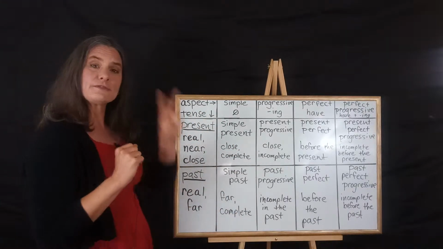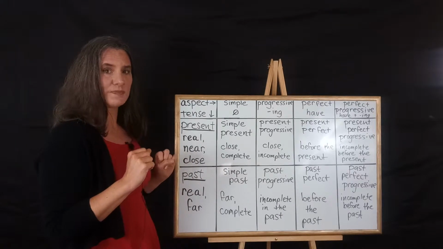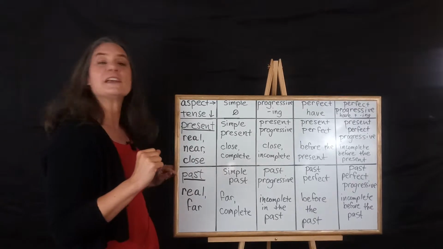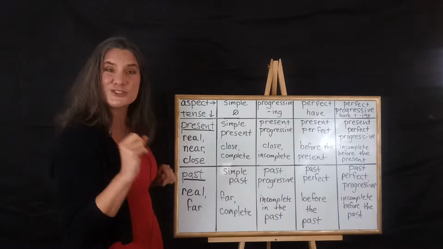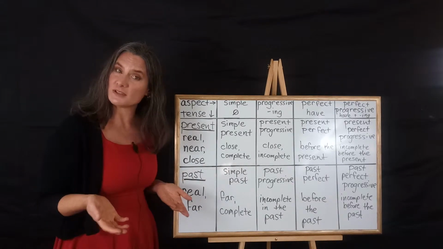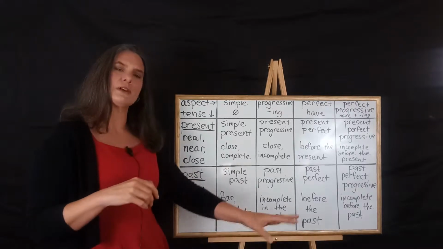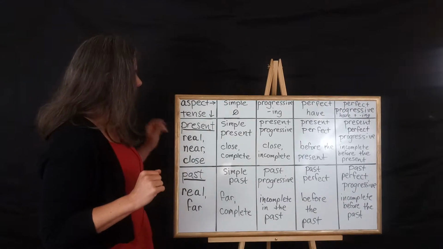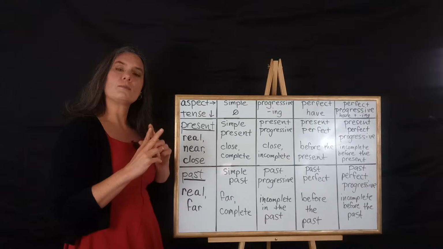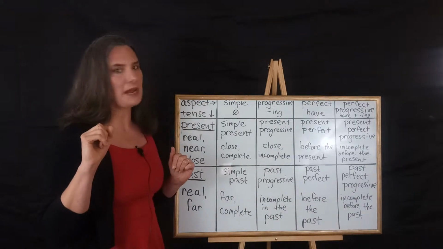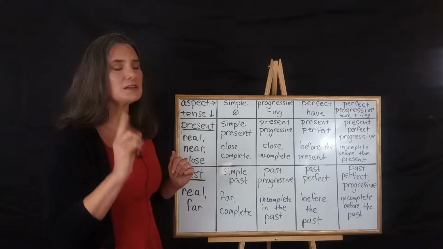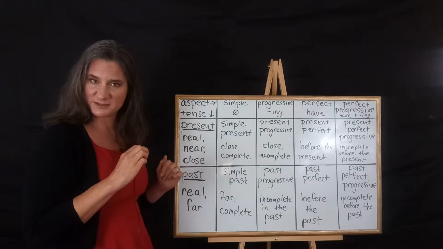Okay, so we have two tenses in English. They are present and past. Future is not a tense. Future is made using modals such as will. Okay, that's a different topic that we'll talk about later. So two tenses, present and past. And present doesn't always mean now. And past doesn't always mean past also.